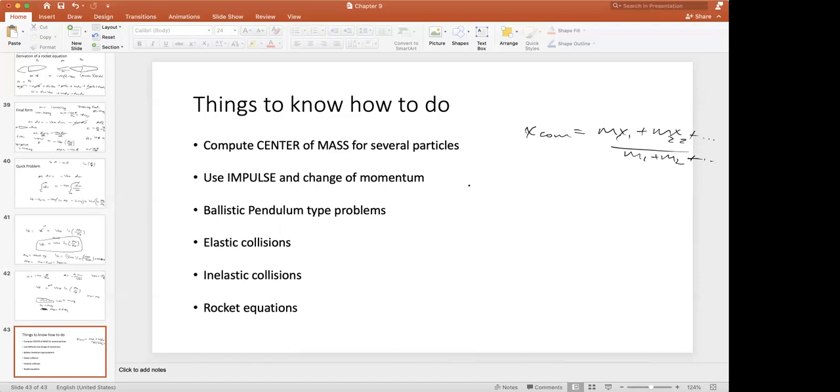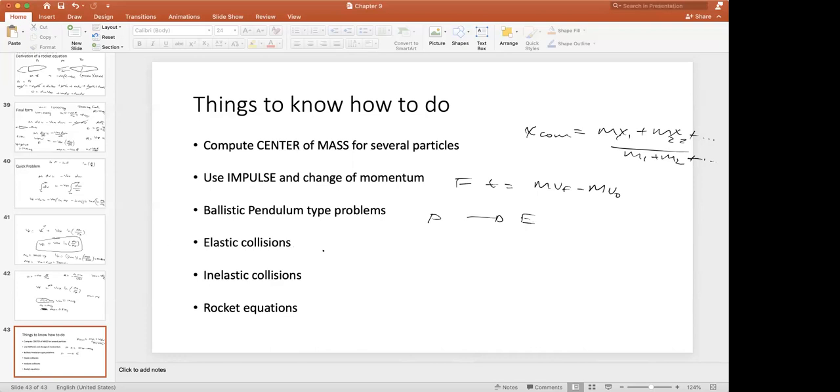Use impulse and change of momentum. So this was force times time is mv final minus mv initial. Know how to use that, particularly like the baseball problem where we had 2 different directions where it got hit up into the air. That's a good thing to know how to do. Understand ballistic pendulum type problems, and that's where we go from momentum to energy to solve it. In fact, I recommend you try and solve the ballistic pendulum problem on your own, if at all possible.